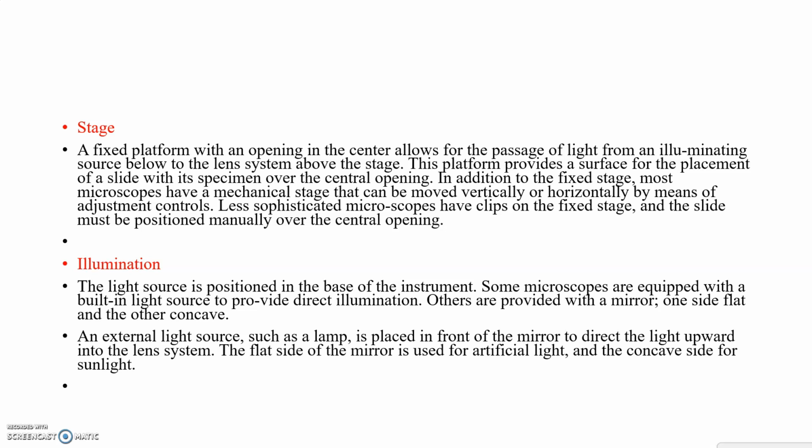Next is illumination. The light source is positioned in the base of the instrument. Some microscopes are equipped with a built-in light source to provide direct illumination. Others are provided with a mirror, one side flat and the other side concave. An external light source such as a lamp is placed in front of the mirror, to direct the light upward into the lens system. The flat side of the mirror is used for artificial light and the concave side for sunlight.